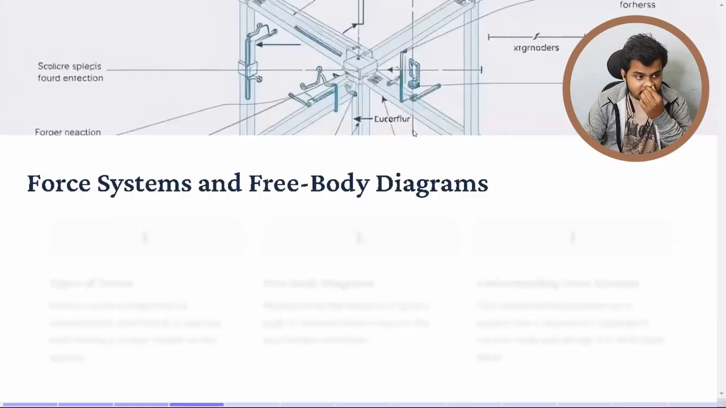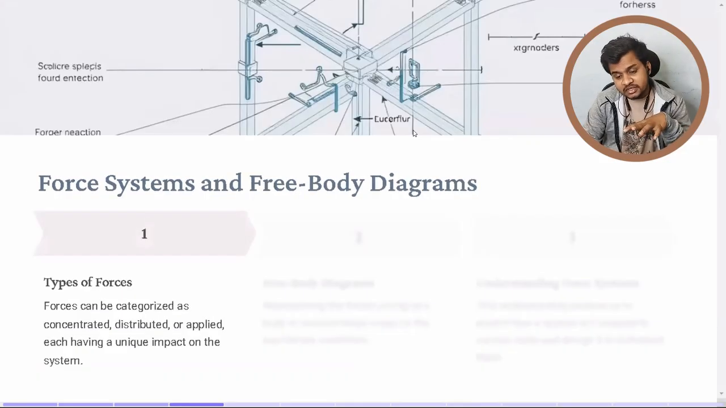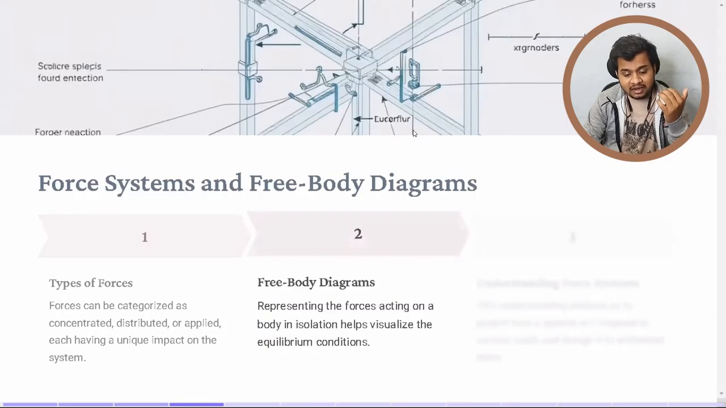Now the force systems and free body diagrams. First, the types of forces. Forces can be categorized as concentrated forces, distributed forces, and applied forces, and each force has a unique impact on the system. The second one is the free body diagram. Representing the forces acting on a body in isolation helps to visualize the equilibrium condition.